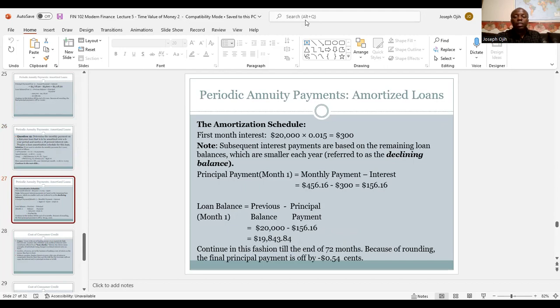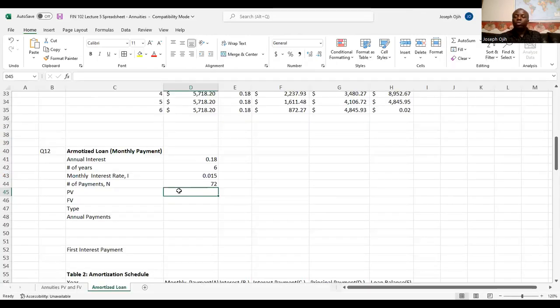Taking you back to Excel, we have started the work. So the present value is $20,000. To the bank that gave you the money, it represents money leaving their pocket, so negative $20,000. Now, there's no future value, so you put 0 there. Type: you make the payment at the end of the month, so type will be 0.